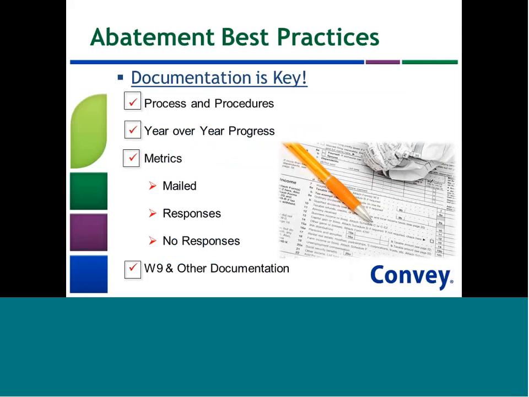This is important because the IRS is not allowing people really anymore to just continually abate penalties. They're getting a lot more strict around this. A good way to show this is, show them some metrics of what you mailed, the responses, no responses. You're going to want to be able to provide the W-9s and other documentation around this process. So if you want to abate, you're going to want to be able to have this information to make your case.